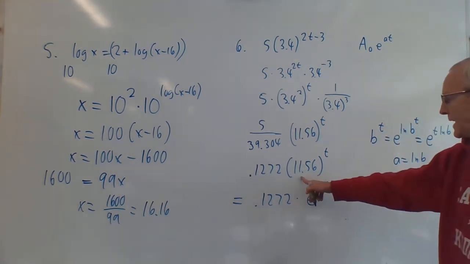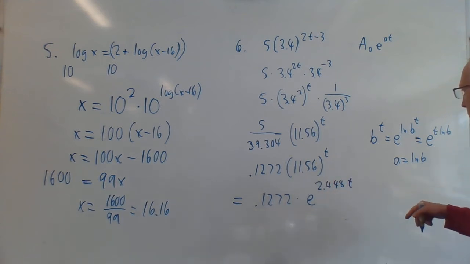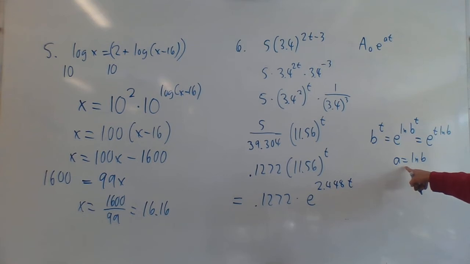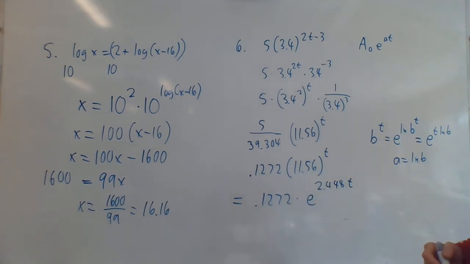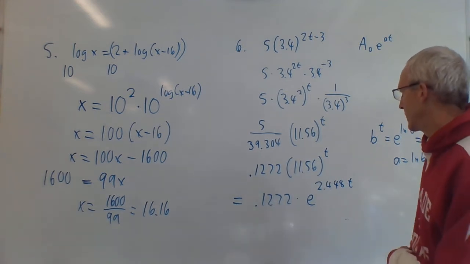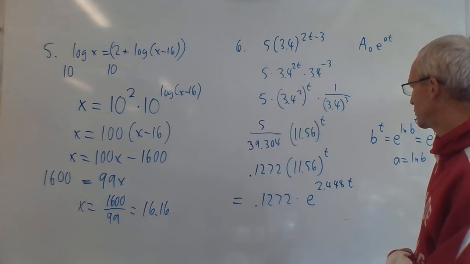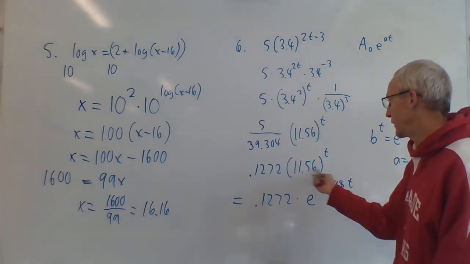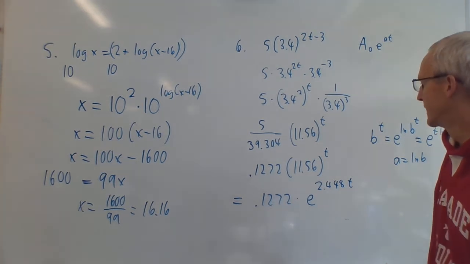Okay, so you have that number to the t, or e to the 2.448, where again the a is the ln of the base. You take the ln of the base to write it as that. So the natural log of that is 2.448. All right. So what this means is 11.56. Well, yeah, this is a huge growth rate. 11.56, right? This gets bigger really, really fast.